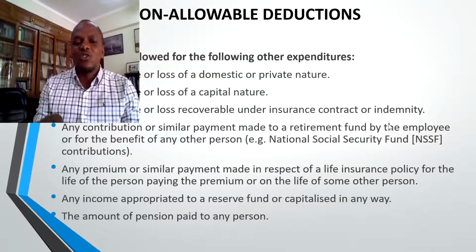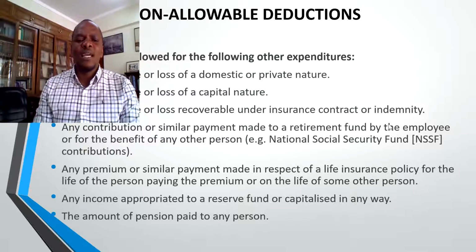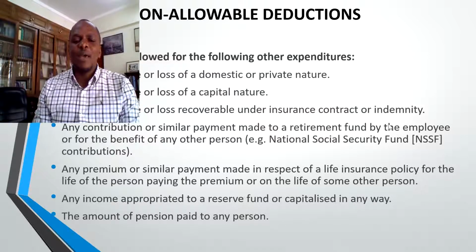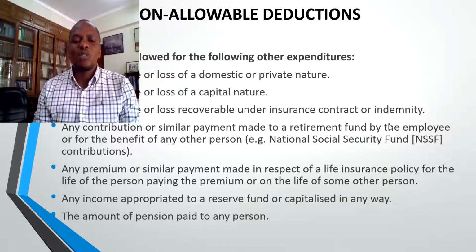This one is an interesting one. We need to look at it in light of that decision that I shared with you under Section 25 on interest. So again, any premium or similar payments made in respect of a life insurance policy for the life of a person paying the premium or on the life of some other person. So premium payments on life insurance policies are also not allowed as deductions for tax purposes.